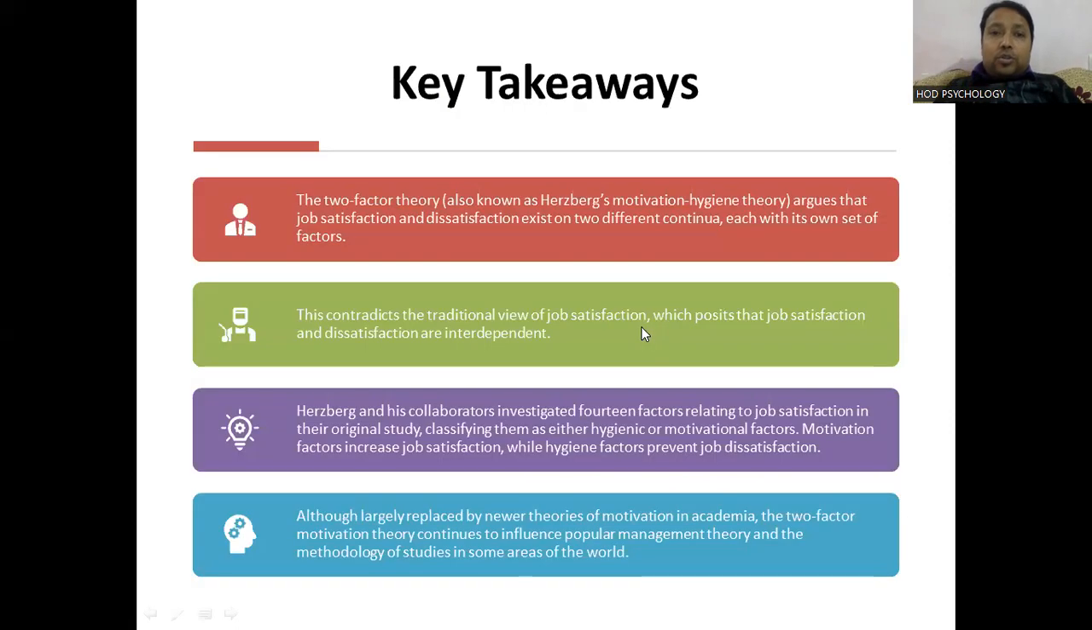So, there are some key takeaways that you will take from today. The two-factor theory, which is also known as Herzberg's motivation hygiene theory, argues that job satisfaction and dissatisfaction exist on two different continua, each with its own set of factors. Second takeaway is that this contradicts the traditional view of job satisfaction, which holds that job satisfaction and dissatisfaction are interdependent.